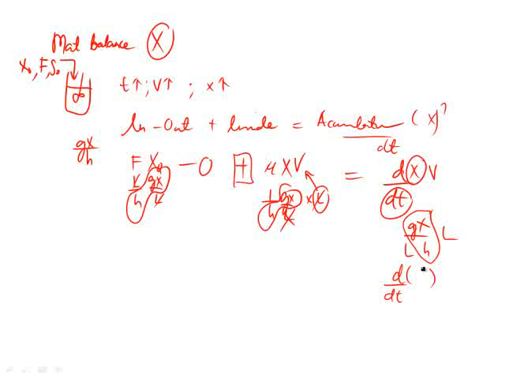So it is the change of the product of two parameters with time, d over dt of X times V. The final equation is F S naught plus V mu X equals d over dt of X and V.